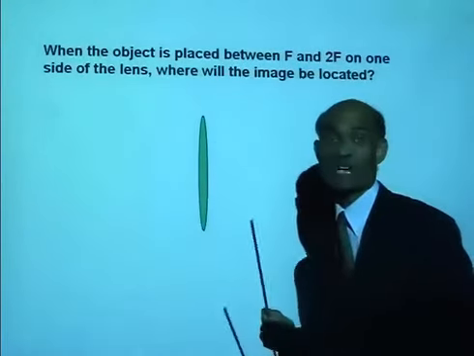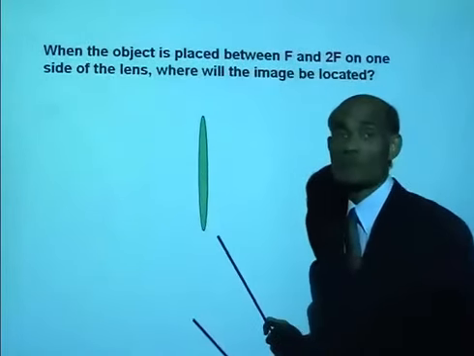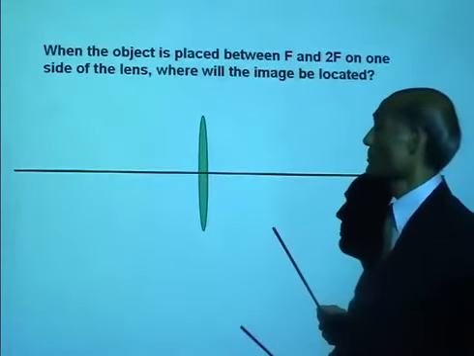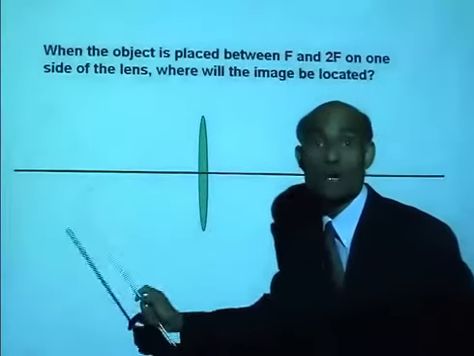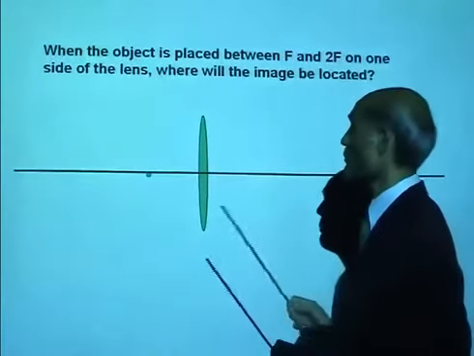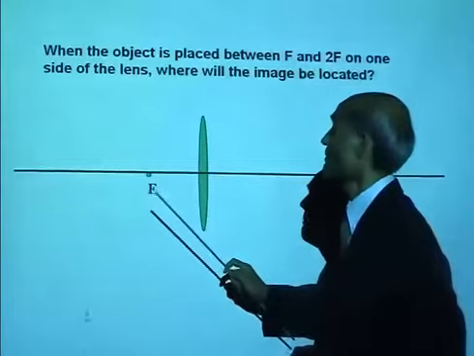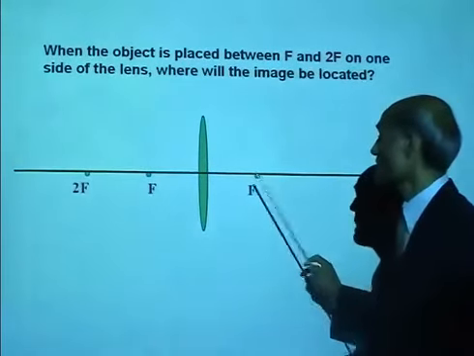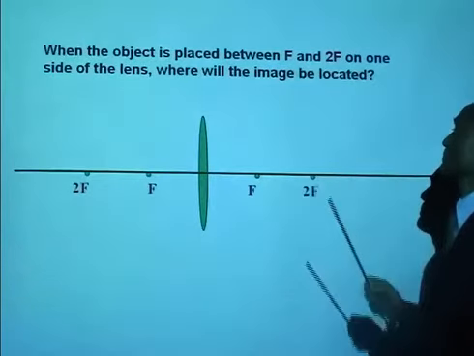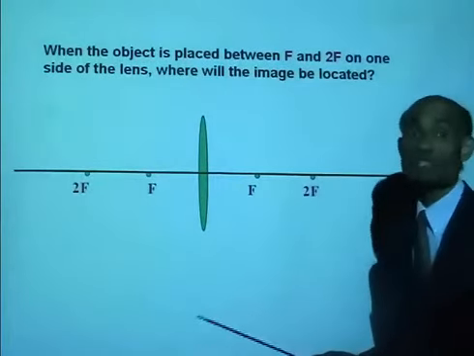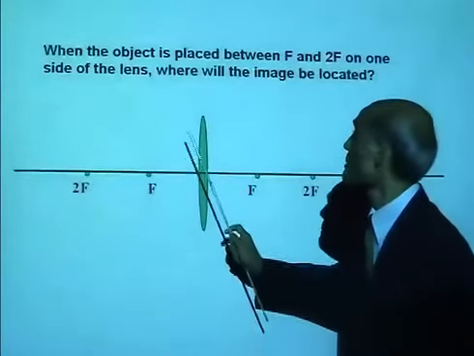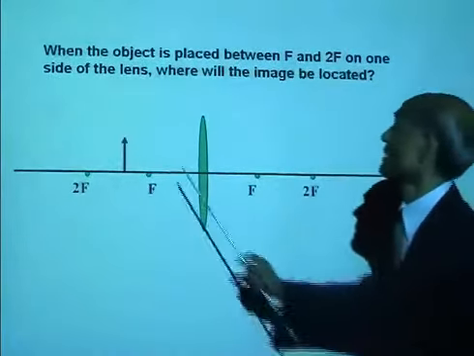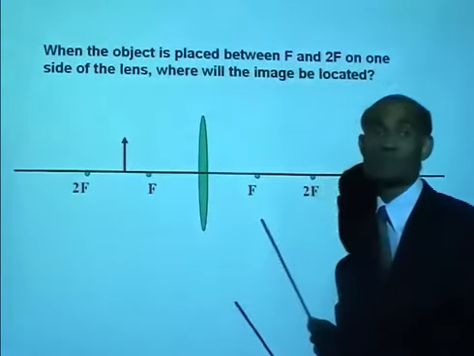Alright, let's draw that diagram. That is my lens. Draw the principal axis. There is the principal axis. Mark f, 2f on either side of the lens. You got f there, 2f there, f on the right side, 2f on the right side. Where is the object going to be placed? It is going to be placed between f and 2f. There we are. That's the object placed.